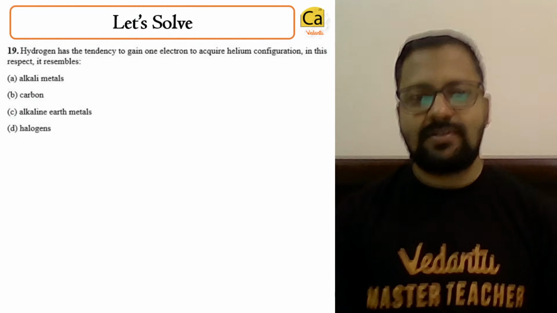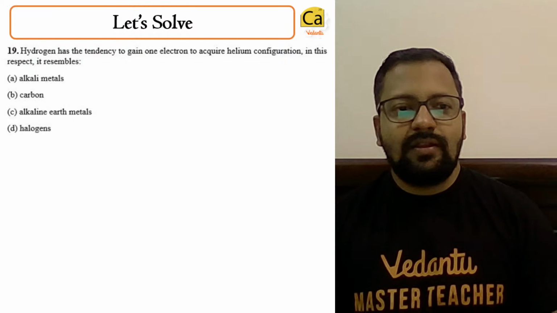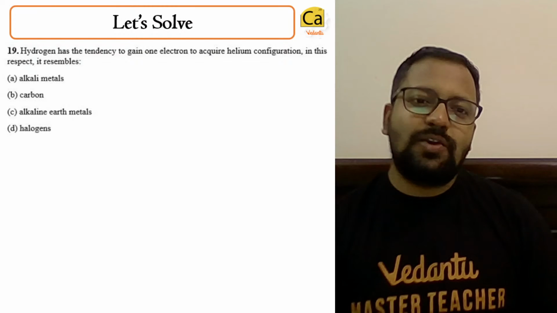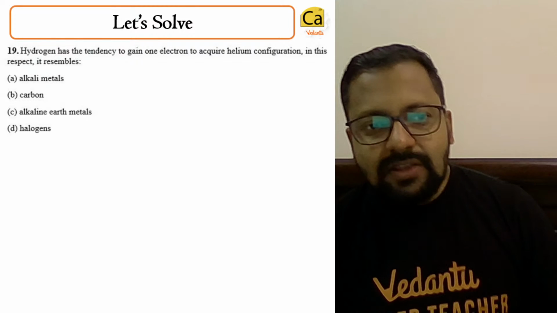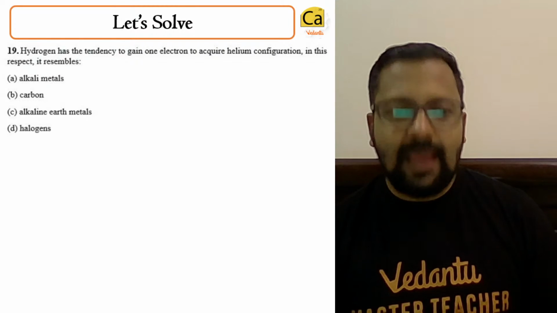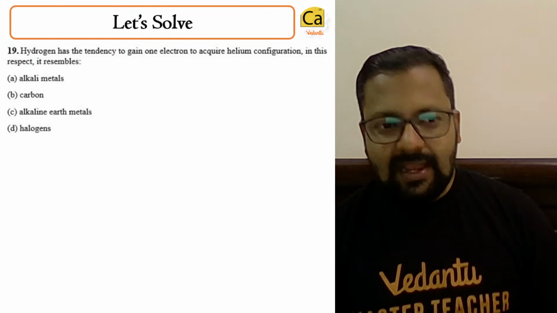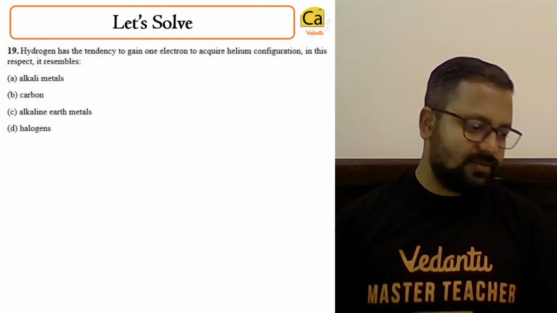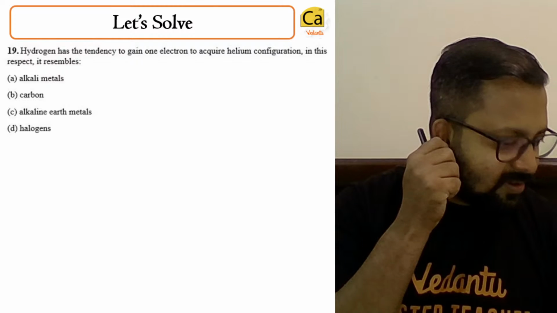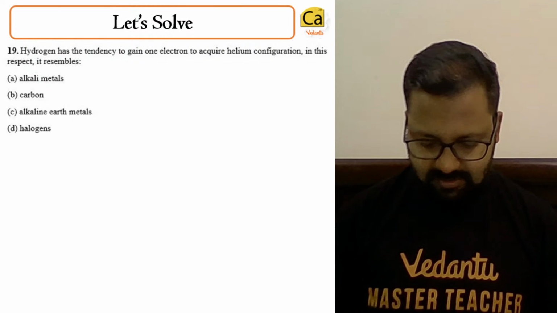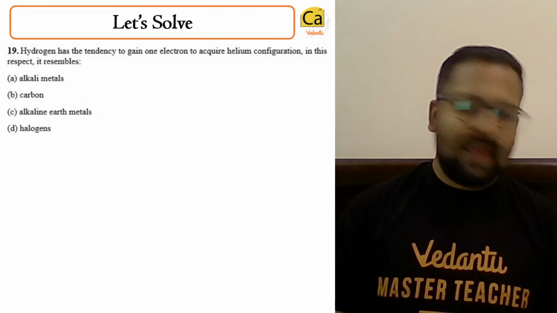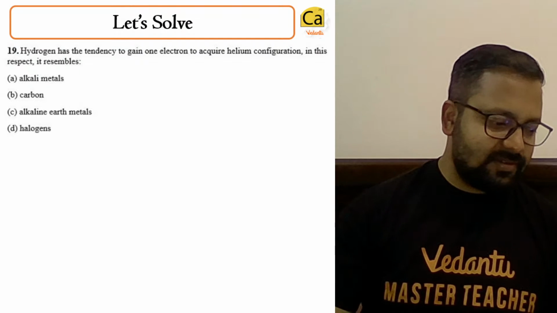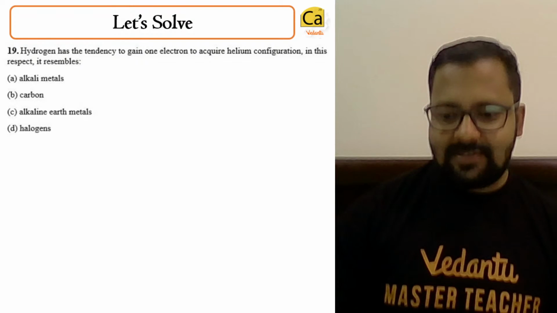Next. Hydrogen has the tendency to gain one electron to acquire helium configuration. In this respect, it resembles alkali metals, carbon, alkaline earth metals, halogens. What is the right answer?